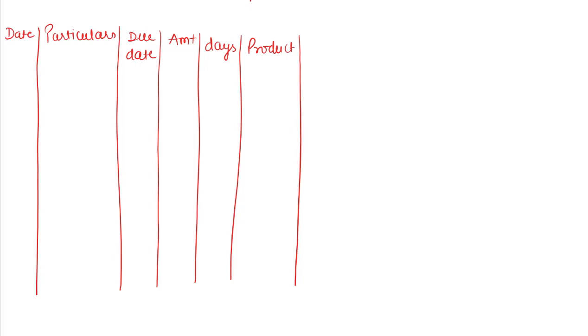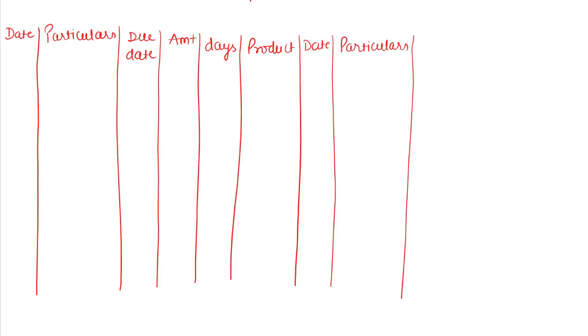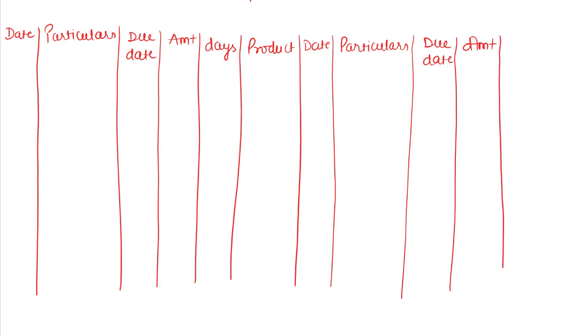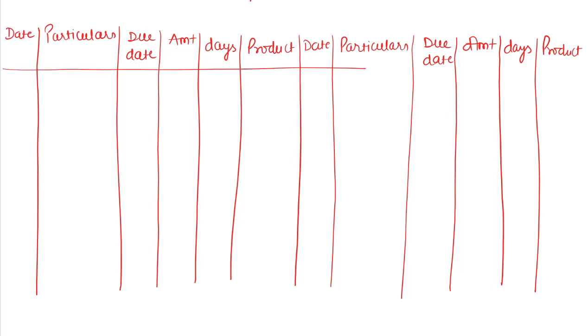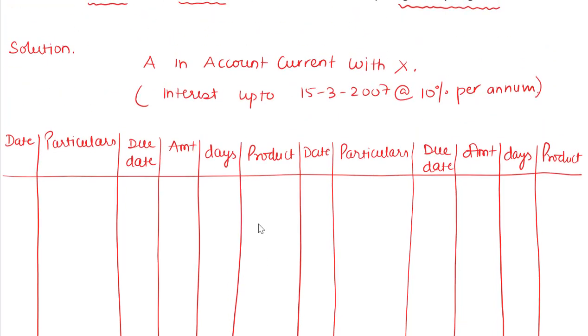On the credit side: date, particulars, due date, amount, days and product. Let us begin. Let's see the first transaction.